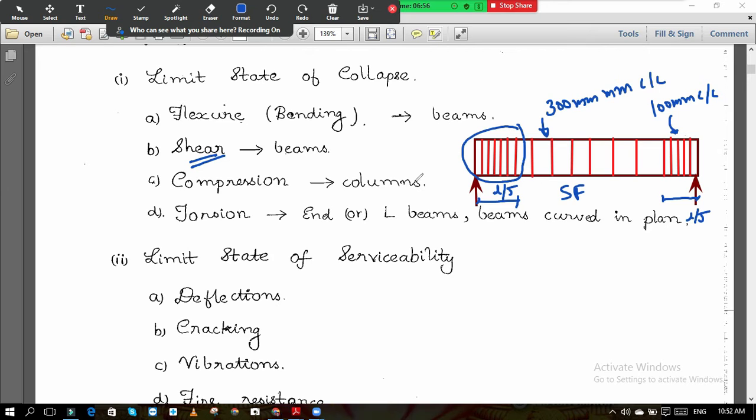The next is compression. Compression, you know, that is the column; we have designed the column. Columns can be designed for axial loads as well as eccentric loads. In the case of column, that also we have seen, if you remember.